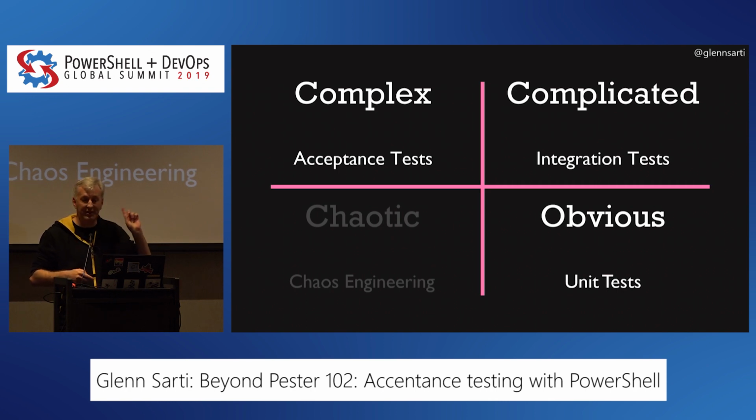Secondly, these are just rough buckets. You can get complicated unit test failures or obvious integration test failures. As you become more and more familiar with PowerShell, you'll find that complex things become complicated, and complicated becomes obvious. And thirdly, because acceptance tests tend to be complex, they need a lot of debugging information.